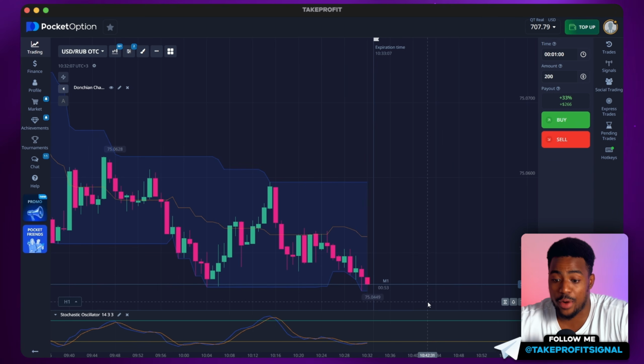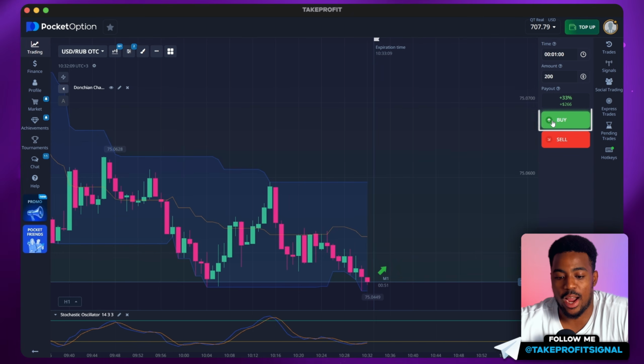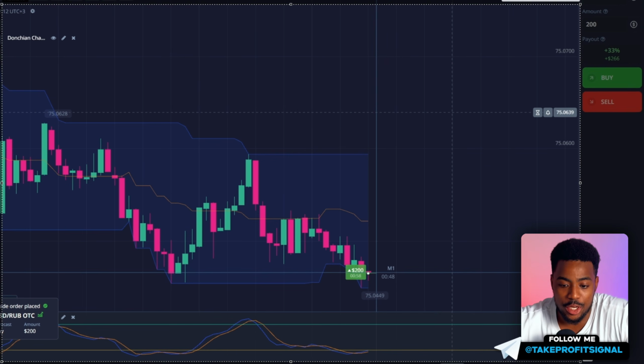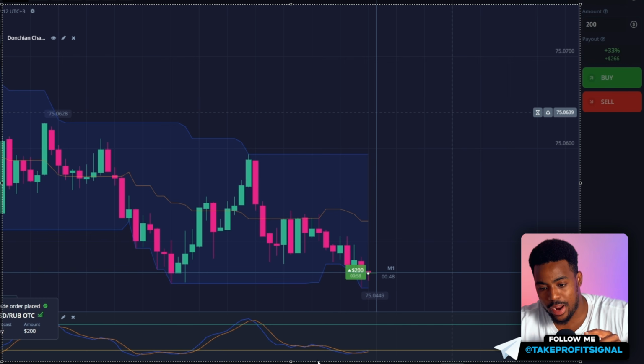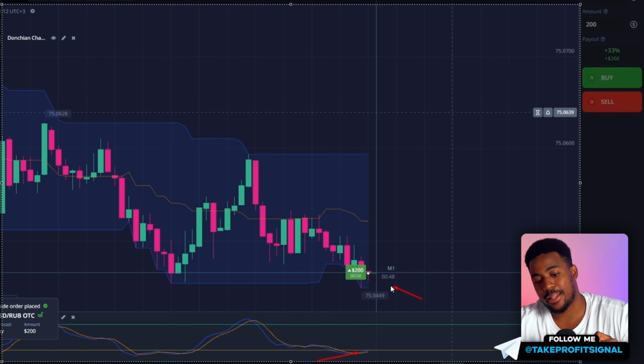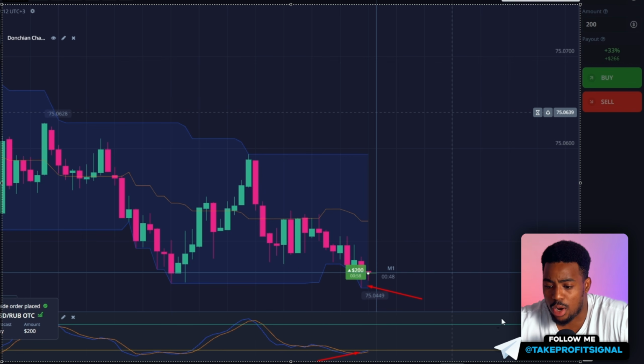So I found a great situation for an entry point. I opened a trade for $200 to buy. Let's briefly look at what we see here. First, the price is in the oversold area in the stochastic indicator, which indicates a price increase. Second, the price is very close to the lower boundary on the Donchian channels indicator.